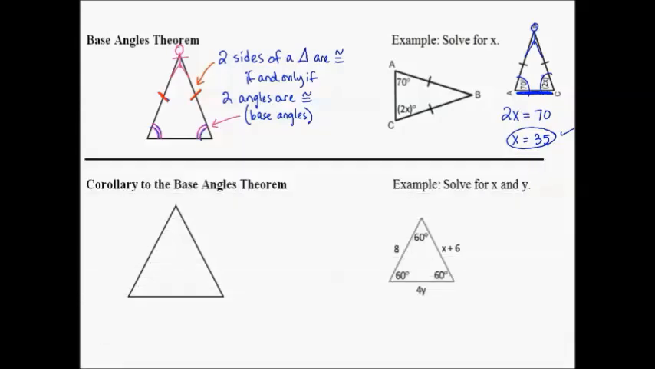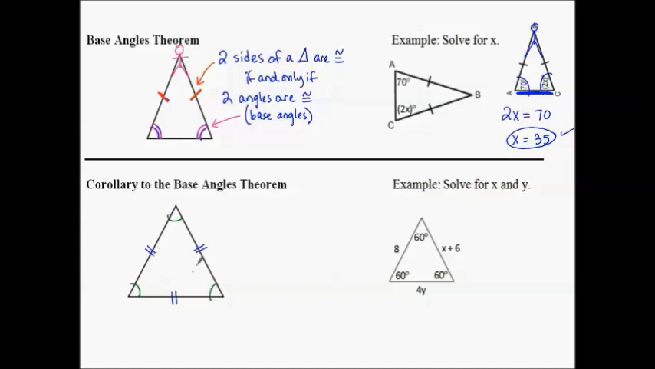There's a corollary to the base angles theorem. A corollary basically just means an extension. The corollary says that if I have an equilateral triangle, all three sides congruent, and I'm going to use a different congruent mark than I used up here, so these three sides are congruent, that means that the angles all must be congruent as well. So this angle, this angle, this angle are congruent.